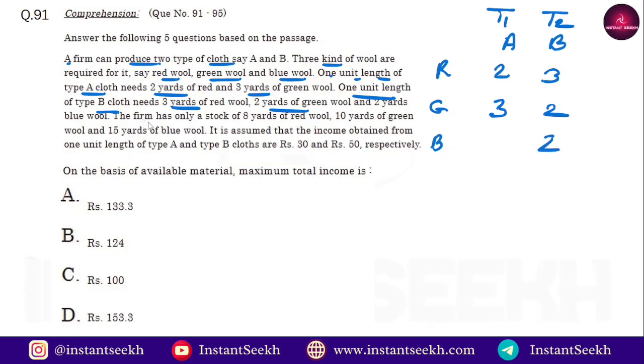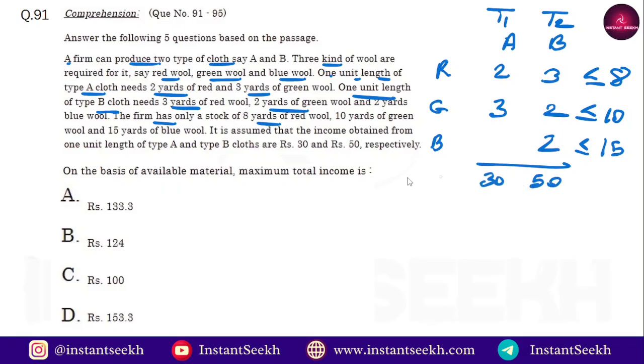Okay, the firm has a stock of 8 yards of red wool. Okay, 8 yards of red wool meaning less than equal to 8. 10 yards of green wool, again less than equal to 10, and 15 yards of blue. Okay, it is assumed that the income obtained from 1 unit length of type A and type B clothes are 30 and 50 respectively.